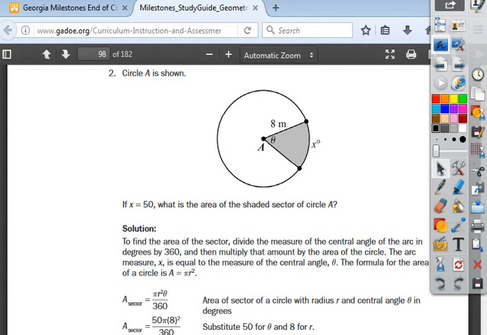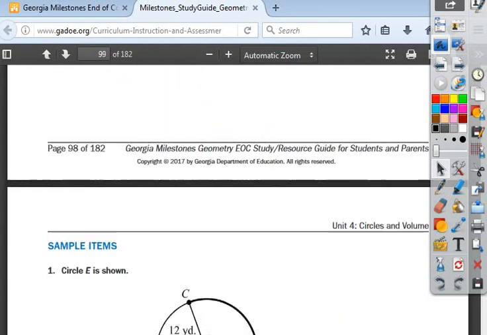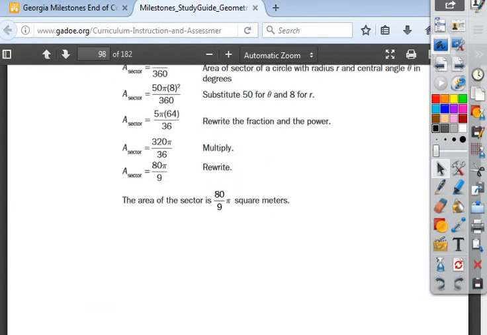Now, look at the way they did the answer right there. What did they do? 80 pi over 9. What kind of answer are they giving you? Exact. They're giving you the exact answer versus the decimal answer. So just look and see what they did, and that'll tell you how to answer the question.